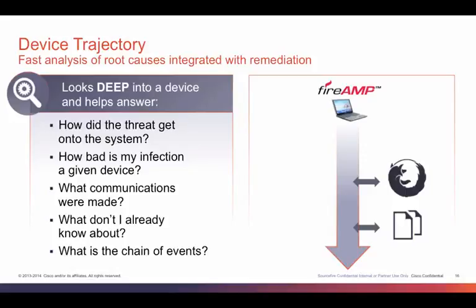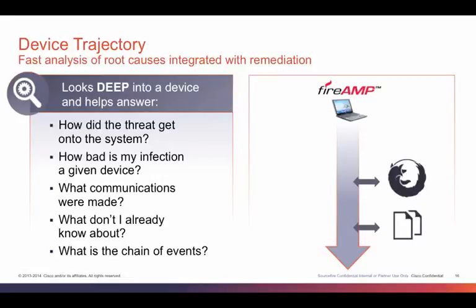Building on the file-based capabilities within AMP, we're providing device trajectory. This further enhances AMP's capabilities to provide a deeper level of data capture and visualization of malware and file activity at the system level. This delivers critical analysis capabilities for security and incident response teams to conduct root cause analysis and trace the exact relationship between malware and a compromised system and the broader infection that may exist.